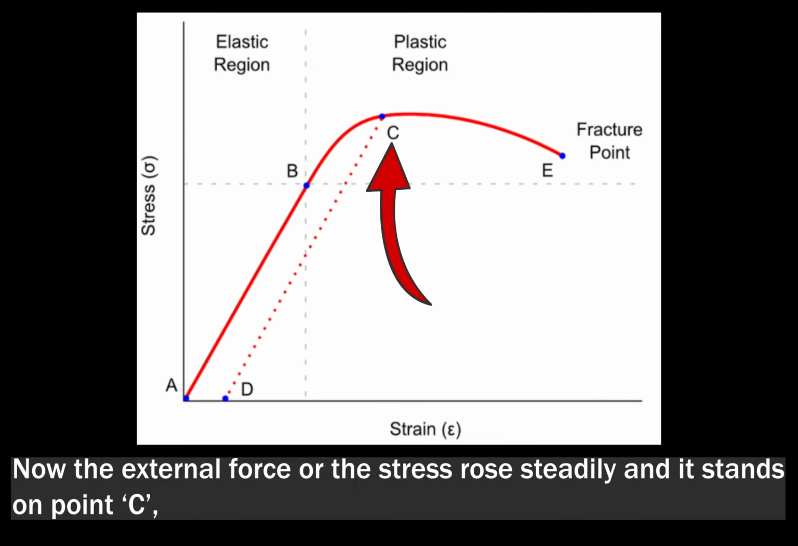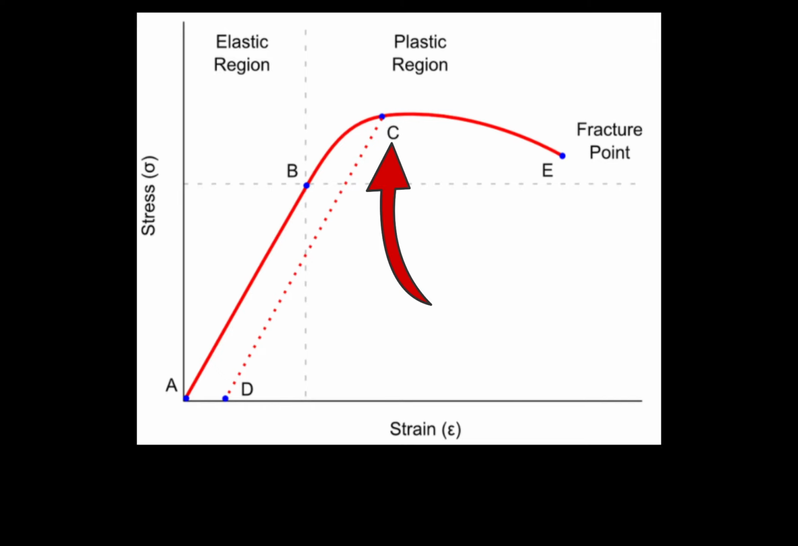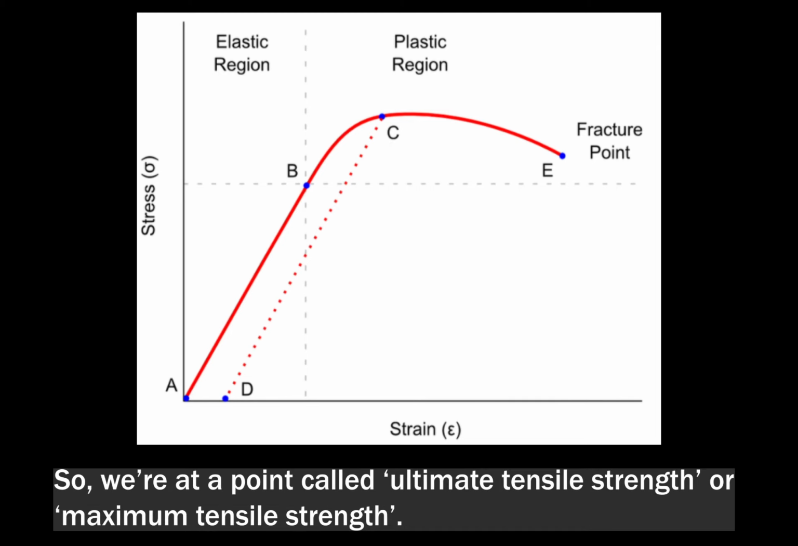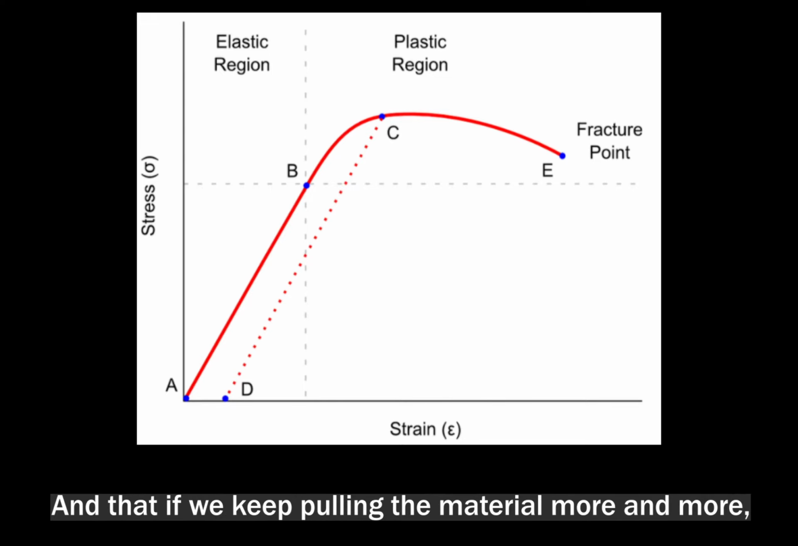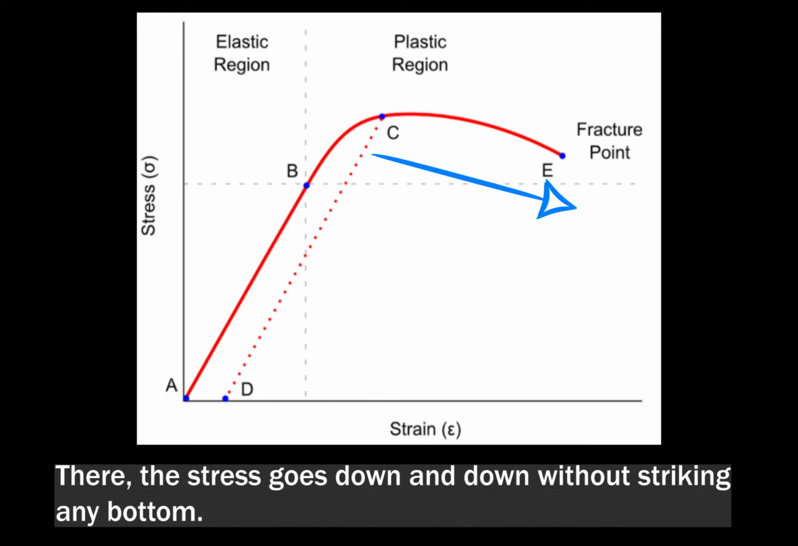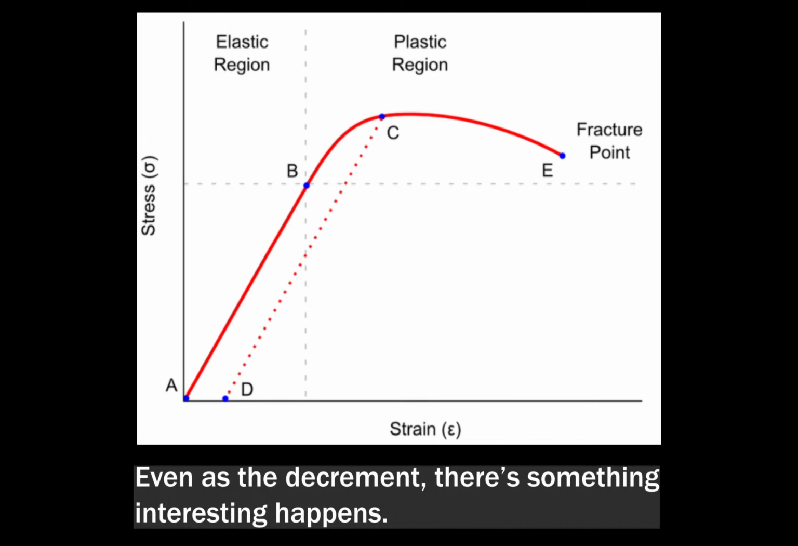Now, the external force or stress rose steadily, and it stands at point C. It reaches its highest stress level. So we are at the point called the ultimate tensile strength, or maximum tensile strength. What if we keep pulling the material more and more, and the stress goes past the UTS? So what would happen there? There the stress goes down and down without hitting any bottom. Even as it decreases, something interesting happens.